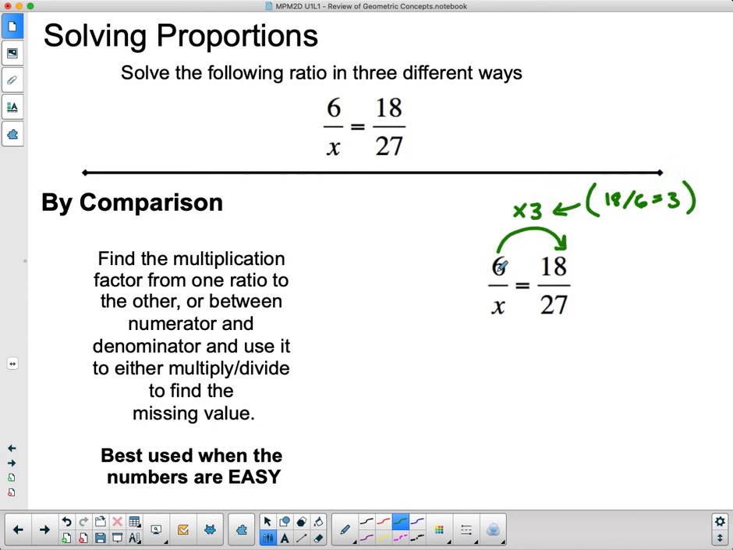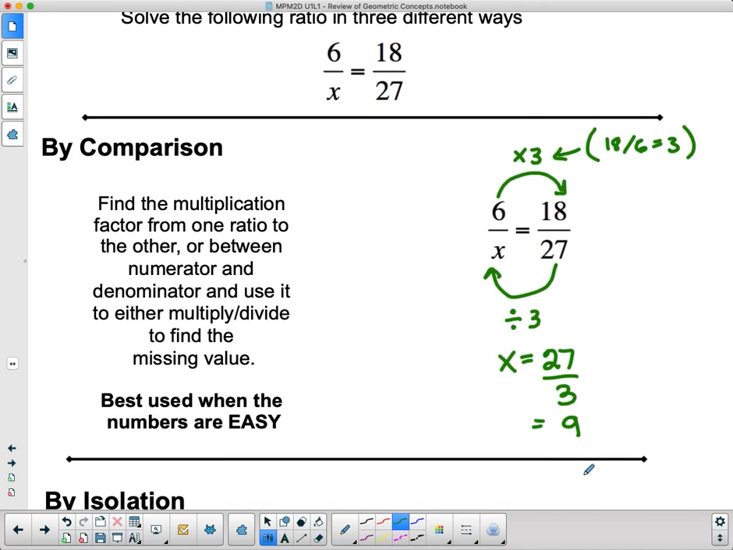And so since I had to multiply by 3 on the top, I also have to use that same factor on the bottom. The only thing is I have to change 27 into x, and it's going back the other direction. So going from 6 to 18, I multiplied by 3. Going from 27 to x means I must have to divide by 3. So in this case, x is going to equal 27 divided by 3, which is 9.